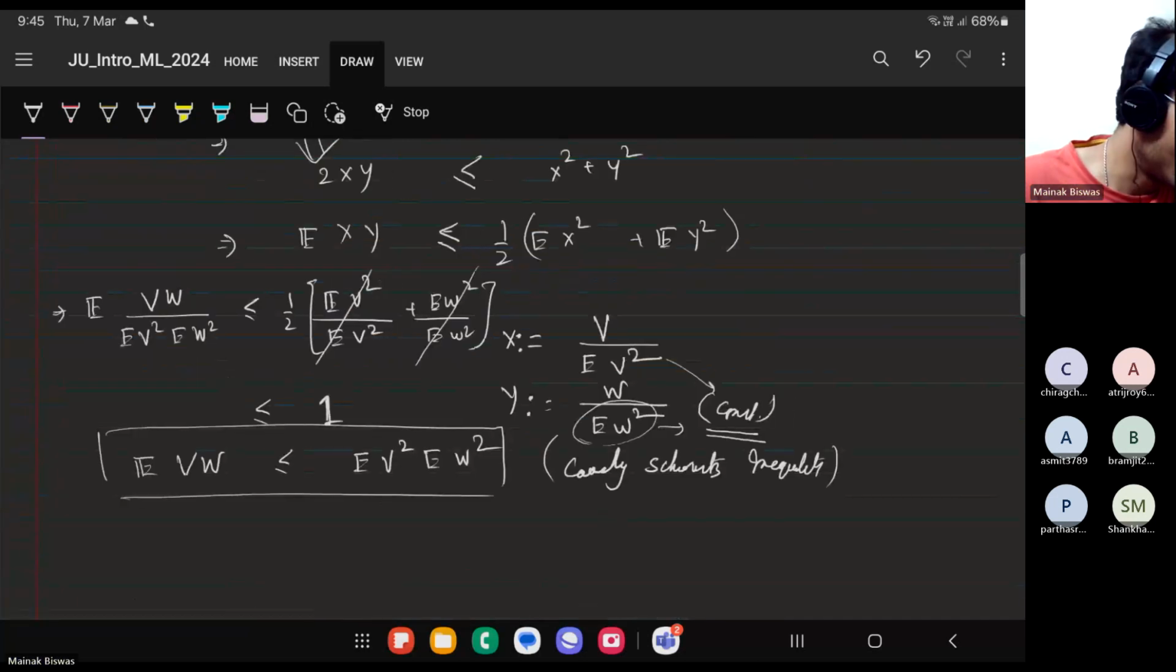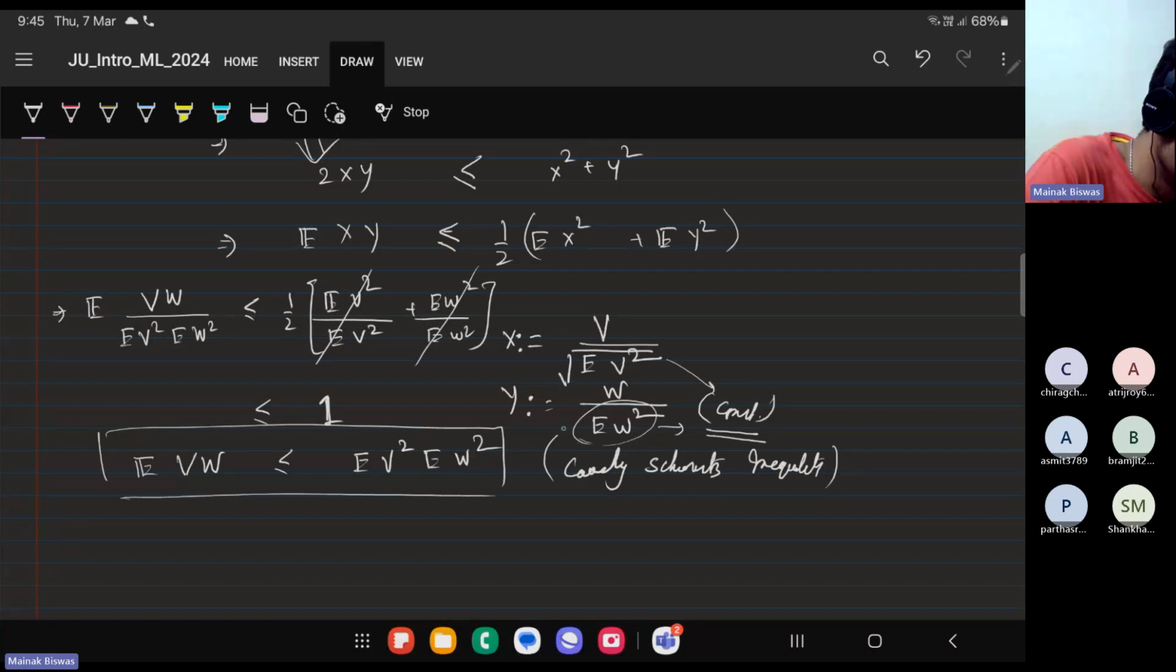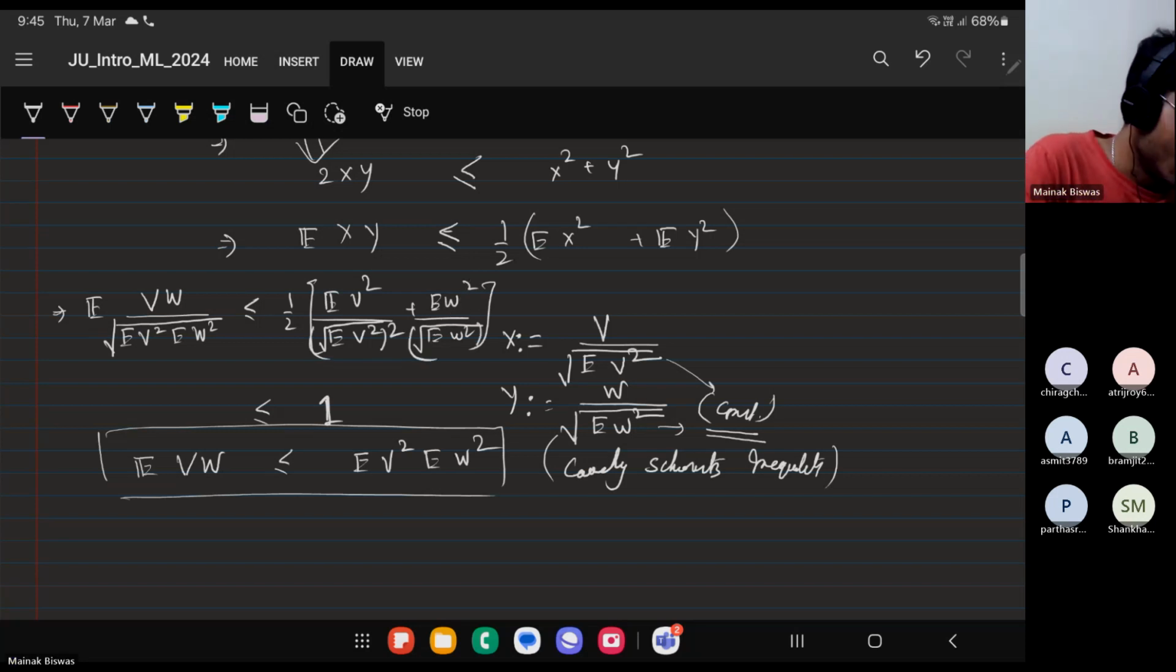Is it? Just a moment. Sorry, this has to be the square root of this, isn't it? On the right hand side I'm taking a square, right? Just to be clear, okay. This is the Cauchy-Schwarz inequality.